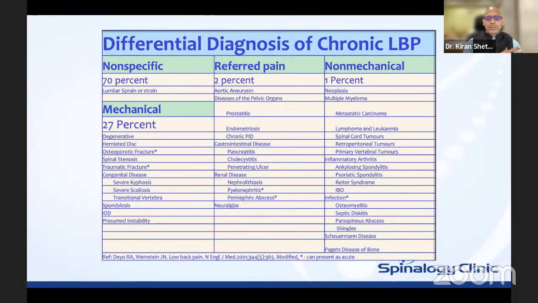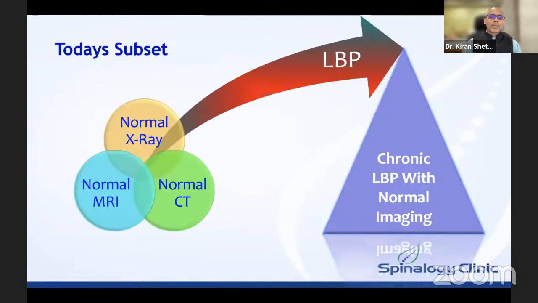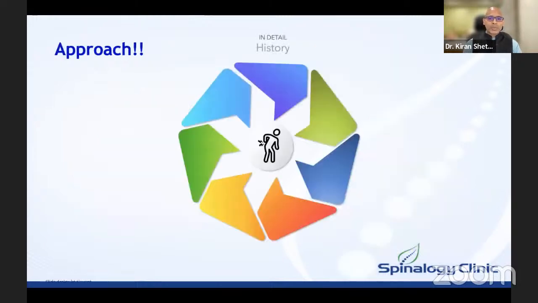There are quite a number of differential diagnoses that you can see in chronic low back pain. But today we are going to talk about very specific patients where there is a normal X-ray, normal MRI, and normal CT scan. These are the three imaging studies that I am going to talk about, where all are normal, but still the patient has chronic pain. Chronic is more than 3 months, and he is trying to get a solution. That is the subset that we are talking about here.